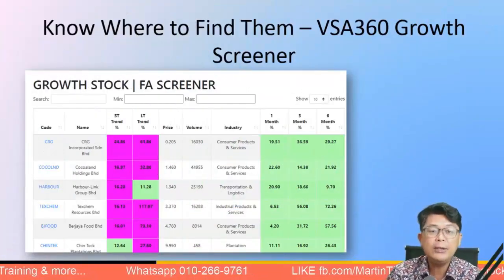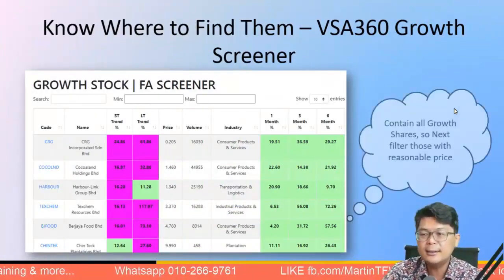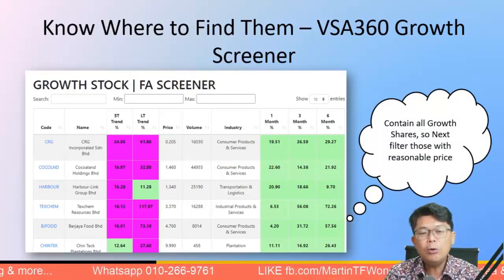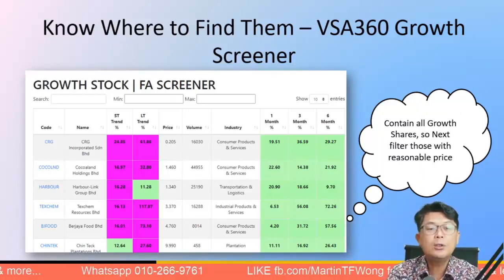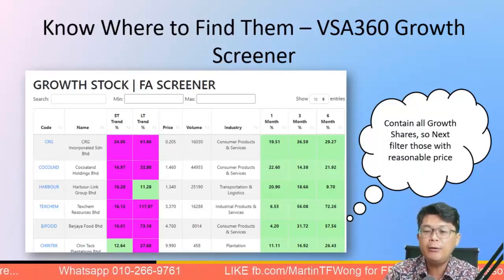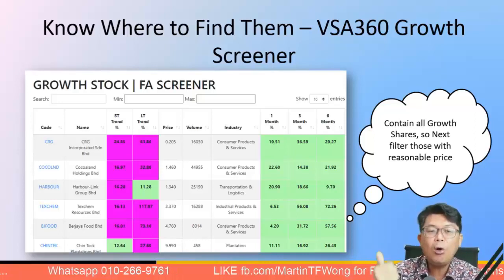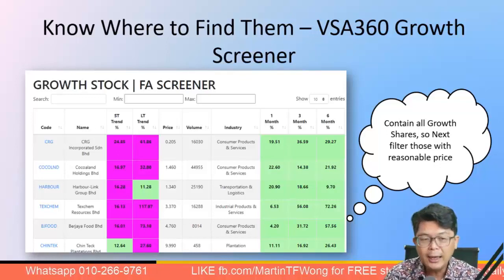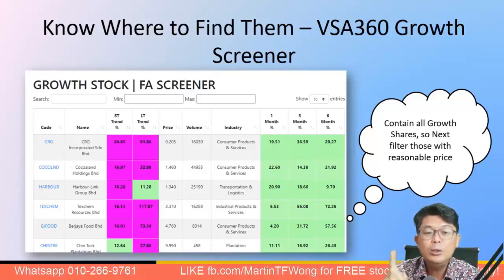All right, let's do this now. So we were talking about just now how to find them. So the VSA 360 is your first starting point. So remember, the VSA 360 Growth FA will do a universal sweep. All right, sweeping all the 1,000 over shares, filtering to 172. So it contains all the growth stocks. So the next thing is to filter out those shares that have a reasonable price.